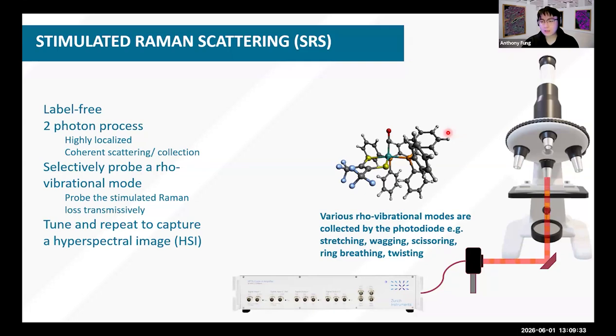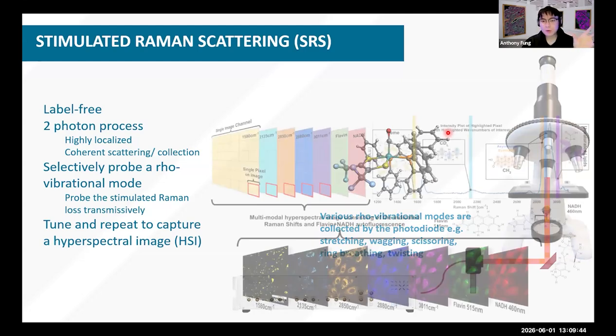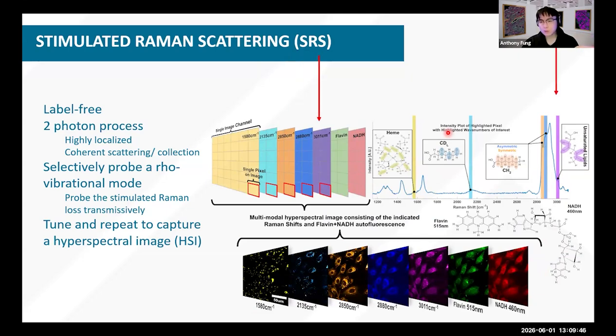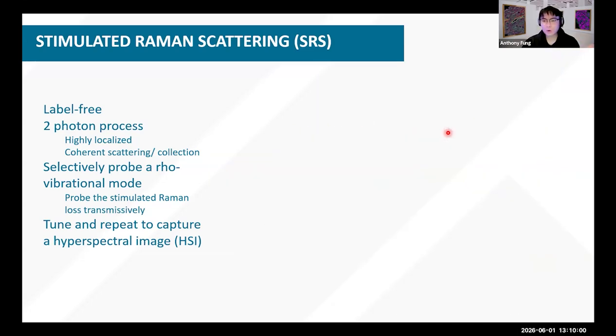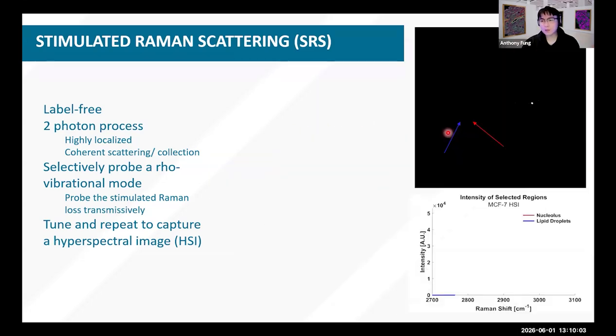The stimulated Raman gain or Raman loss gets collected by a photodiode and digitized into a signal interpretable by a computer. And by tuning the wavelengths of these pump and Stokes beams, we can selectively vibrate certain molecular bonds that we ascribe to certain biomolecules, such as the heme backbone or lipid tails or proteins in general. What you get is what's called a hyperspectral image.